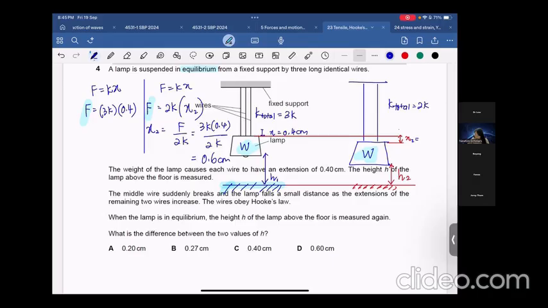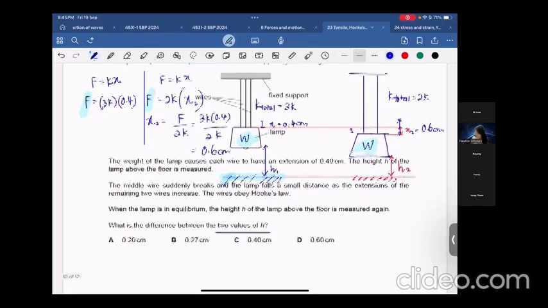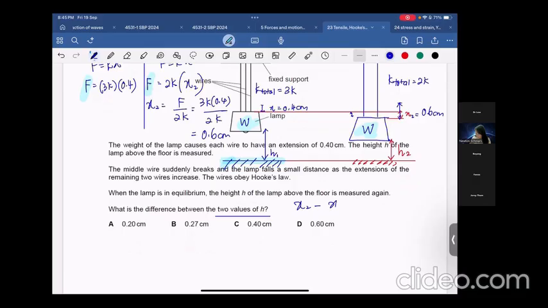So overall, I will extend 0.6 cm. But now the question asks what is the difference between the two H. These two H are the same as finding the difference between X2 and X1. Your X2 extends 0.6, X1 is 0.4. So your answer is 0.2 cm. If I write 0.2, I cannot score the mark. It should be 0.20, two significant figures.